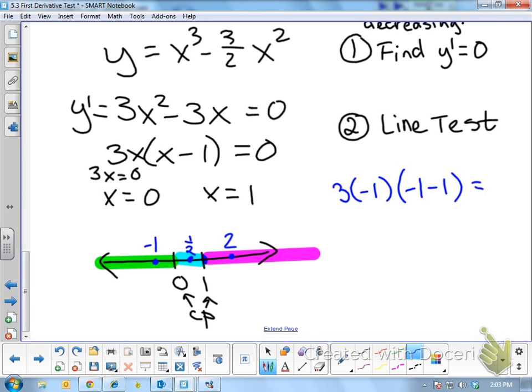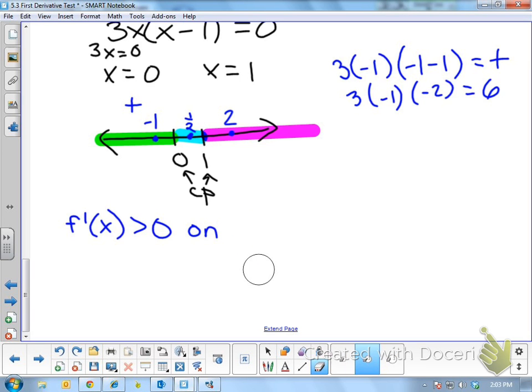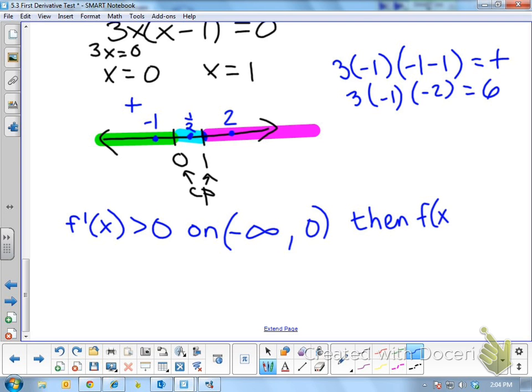So are we going to come out positive or negative? Positive. Because negative 1 minus 1 is negative 2. 3 times negative 1 times negative 2 is positive 6. So if f prime of x is positive here, what does that tell me about f of x? It is positive slope, so it's increasing. So if f prime of x is positive on, oh, not bracket, parenthesis, negative infinity to 0, then f of x is increasing.